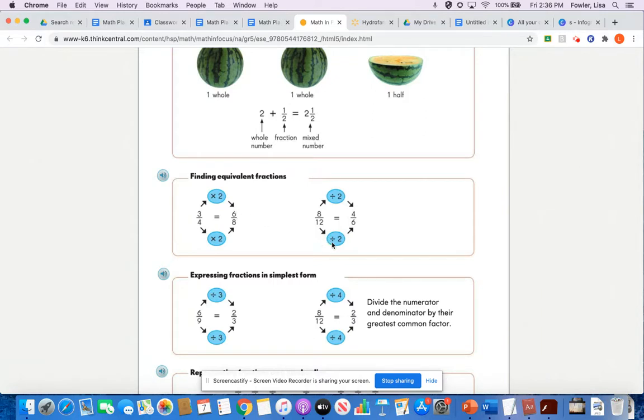Or you can also divide when you're finding equivalent fractions. So say you have something that's in 12ths and something that's in 6ths, and you want to compare them, you can change 8/12 into 4/6 by dividing both the denominator and the numerator by 2.